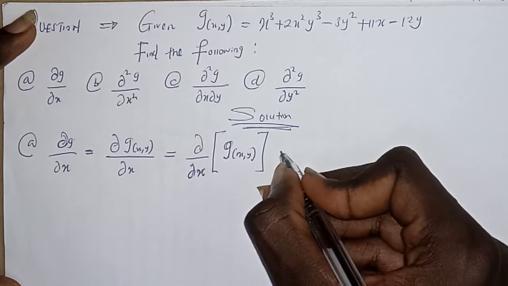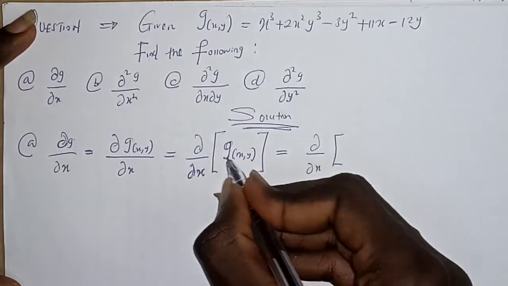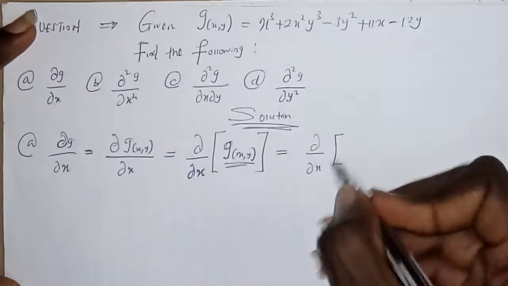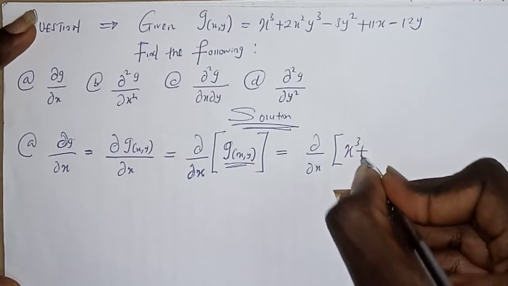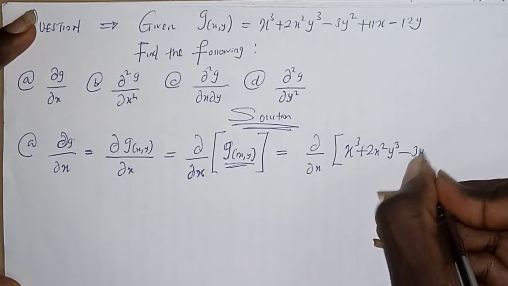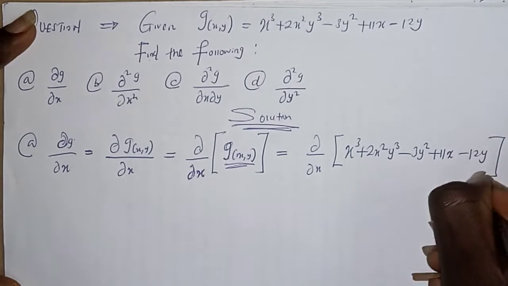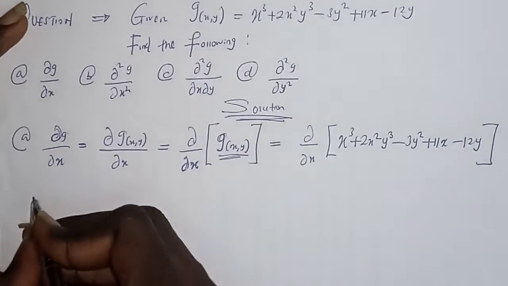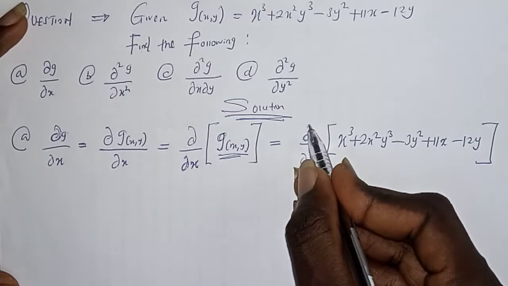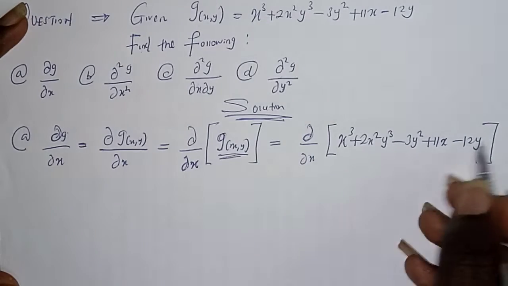And then this will give us del x of the function given to us, that's g of x and y, which is x raised to the power of 3 plus 2x squared y cubed minus 3y squared plus 11x minus 12y. So when you have this, what's the next thing to do? Trivially, we need to differentiate partially with respect to x for each of the terms we have here.